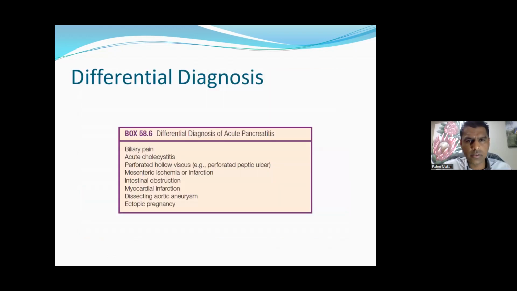So the differential diagnosis for acute pancreatitis can be biliary cause, biliary colic, acute cholecystitis, a perforated hollow viscus, mesenteric ischemia or infarction, intestinal obstruction, a myocardial infarct, an aortic aneurysm that's dissecting, and an ectopic pregnancy.